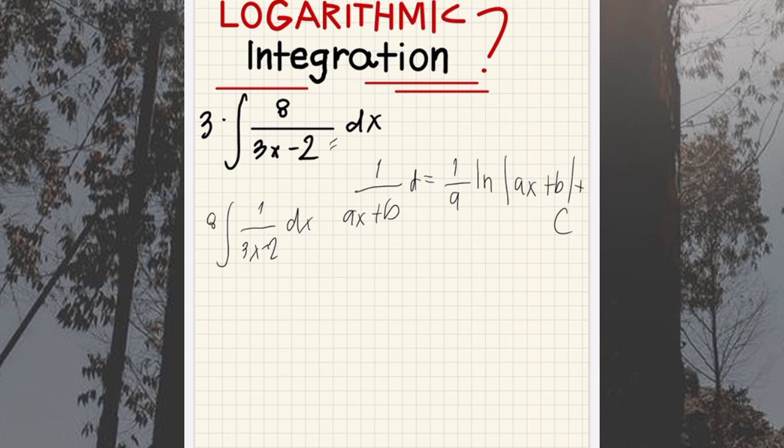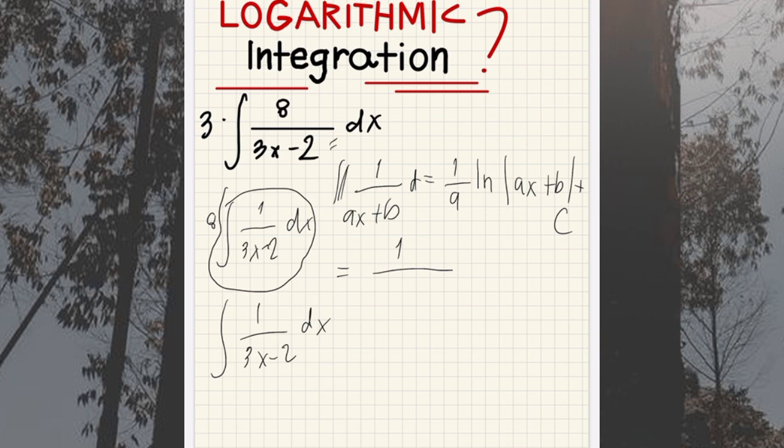But let's focus on this, the 1 over 3x minus 2 dx. So using the formula above, this rule, what is our a? 1 over 3.